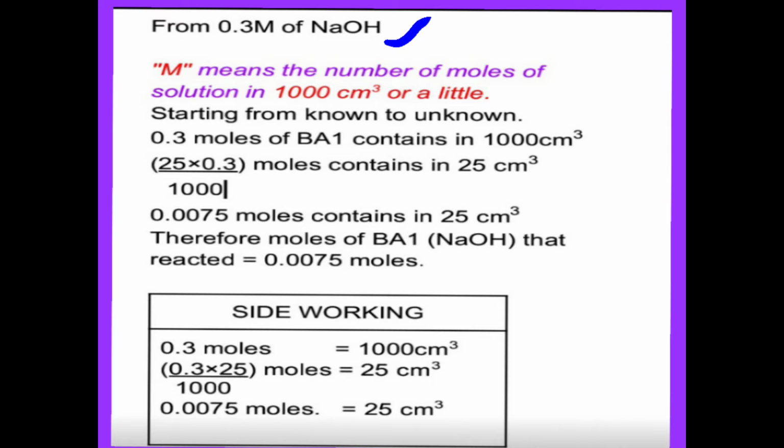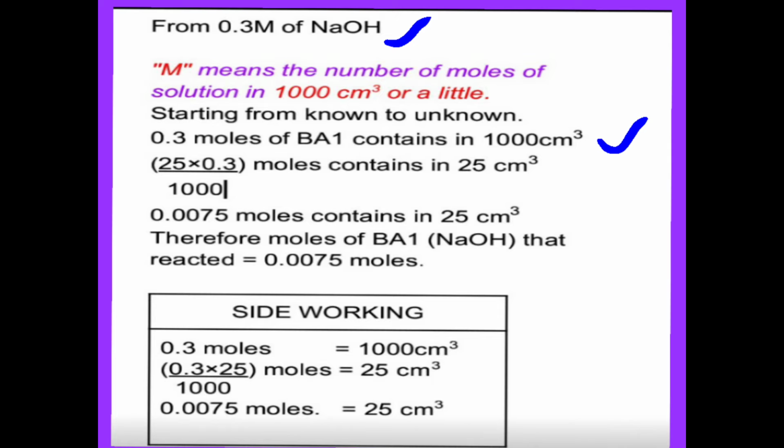So in this case, when we have 0.3, it means we are having 0.3 moles of Ba1 contained in 1000 cubic centimeters. Where have we got that statement? We have got it from that small section I've extracted from our procedures. So we are having 0.3 moles of Ba1 contained in 1000 cubic centimeters. That's what 0.3 capital M means.